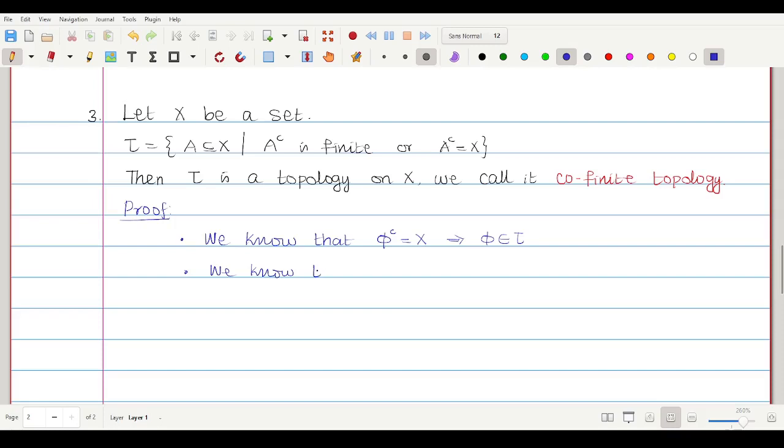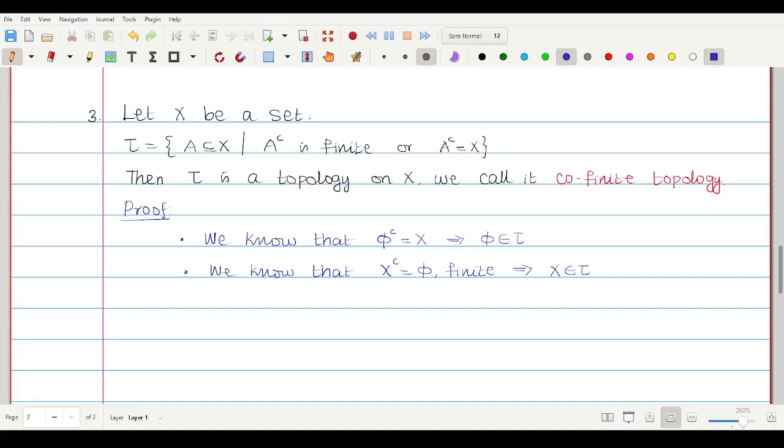Okay, ரெண்டாவது, again we know that capital X complement is equal to empty set. Empty set வந்து என்னது? It is a finite set. Correct? Because empty set is always a finite set. அப்போ if A complement is finite ஆ இருந்ததுனா A இந்த கலெக்ஷன்ல இருக்கும். அப்போ X complement is finite ஆ இருக்கிறதுனால X உள்ள இருக்கும். So therefore capital X belongs to tau. அப்போ empty set உள்ள இருக்கு, whole set உள்ள இருக்குன்னு சொன்னா proof பண்ணிட்டேன்.